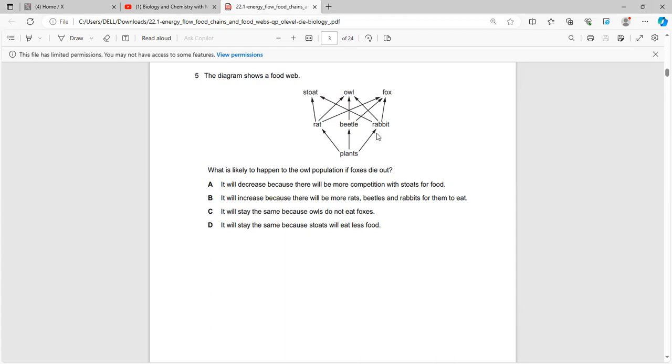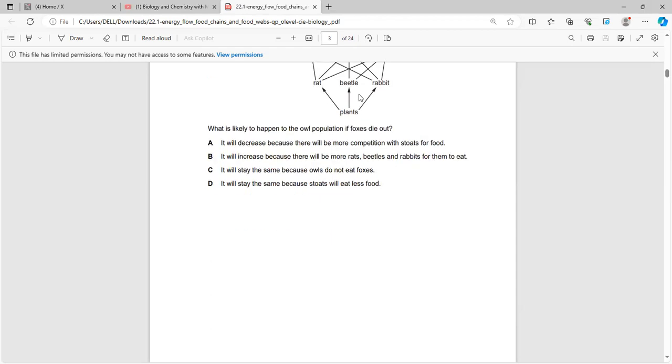But for now, we can see that foxes eat rabbits. So what will happen to the owl population if foxes die out? If foxes die out, there will be more rabbits, since the rabbits aren't being eaten by the foxes, thus the owl will have more prey to eat, so the owl population will increase.